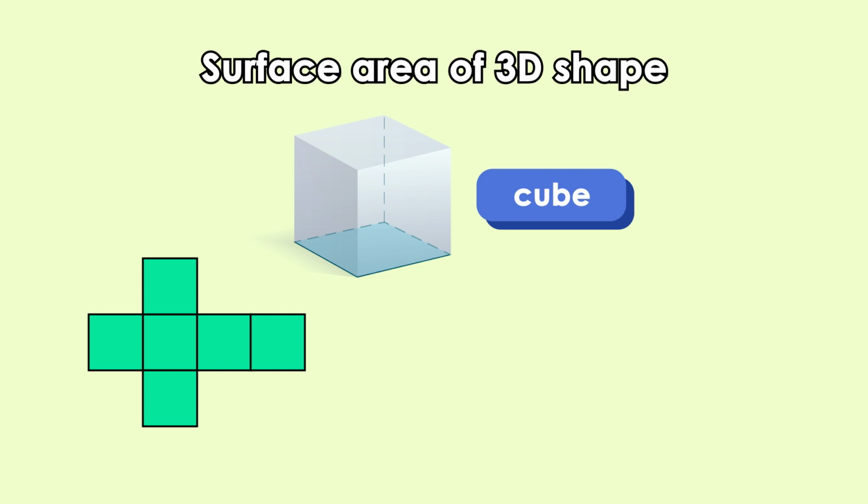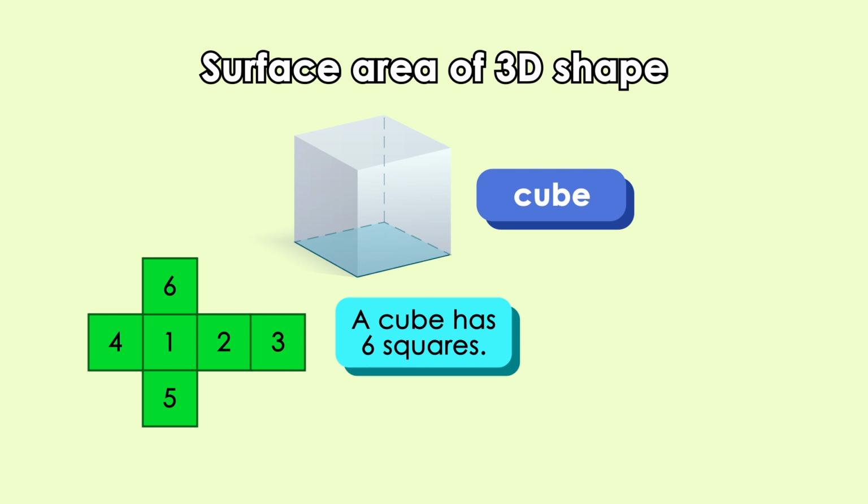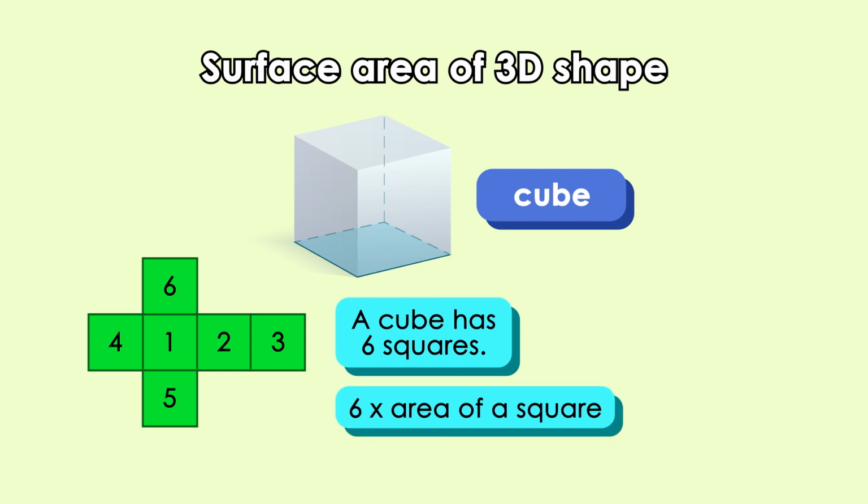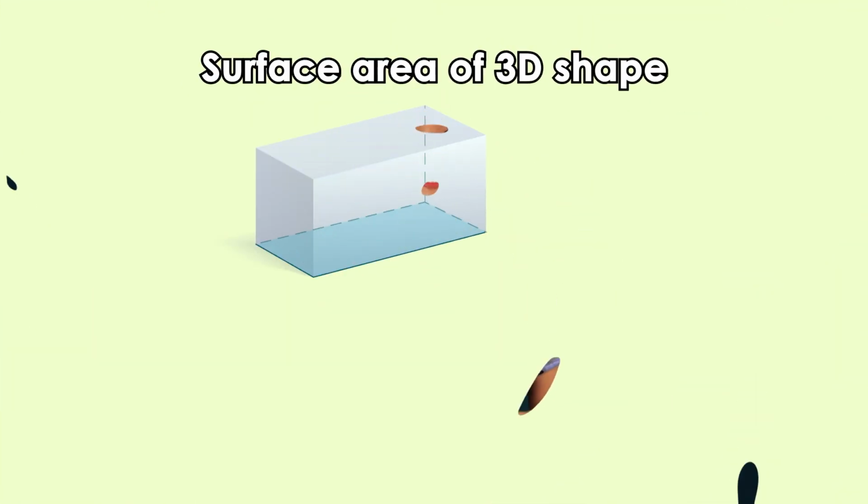We know that a cube is made up of 6 squares. Therefore, the surface area of a cube is 6 multiplied by the area of a square. Well, it is as simple as that. Let's look at the next one.